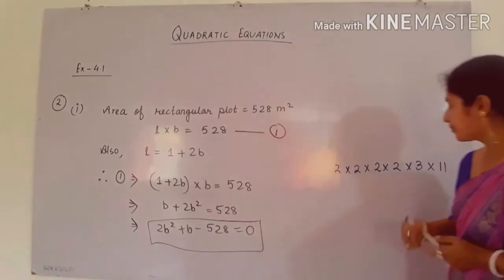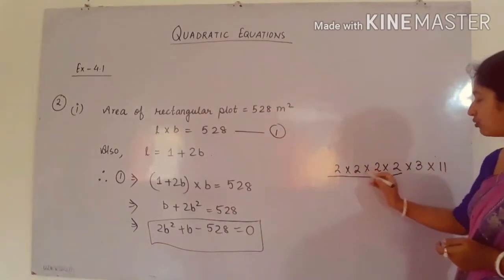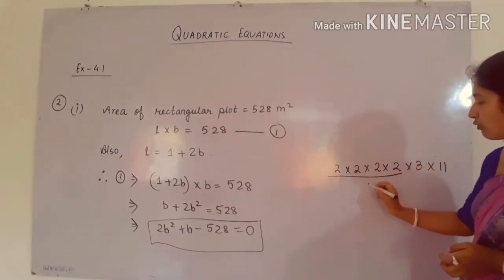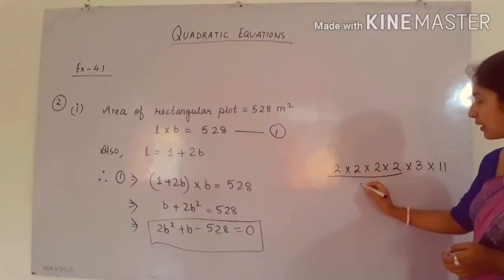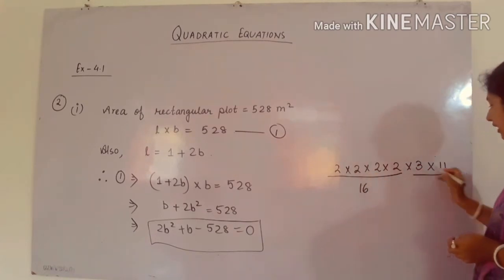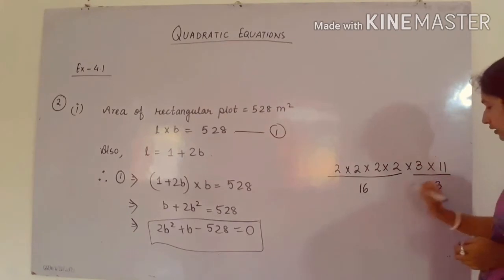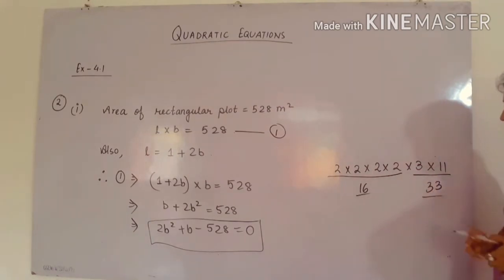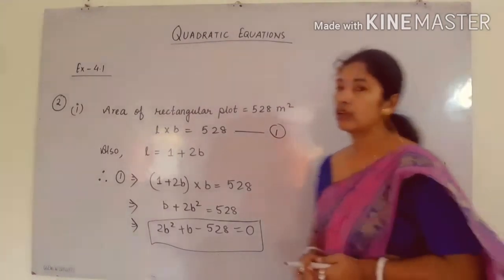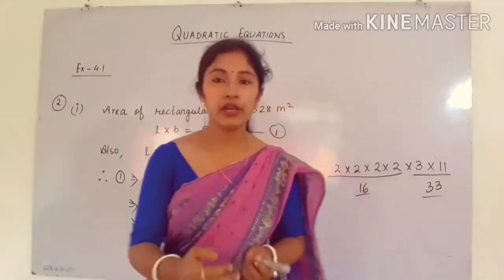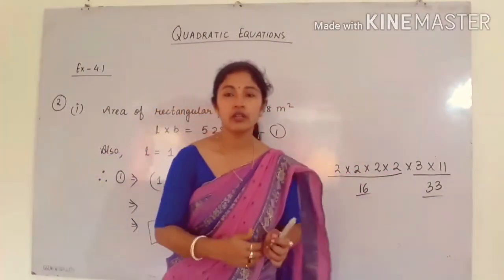Here, this is 2 into 2 into 2 into 2. When we multiply 4 number of 2's, we get 16. And here we are getting 33. See, what is the relation between 16 and 33? When we double 16, we get 32.